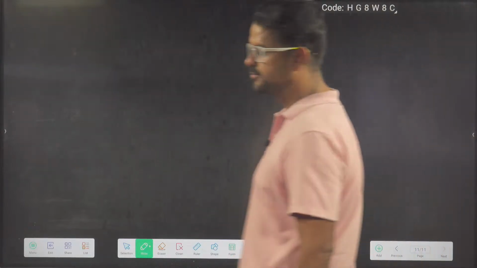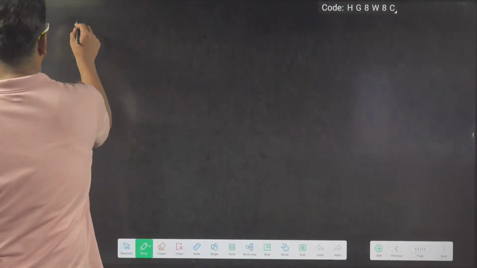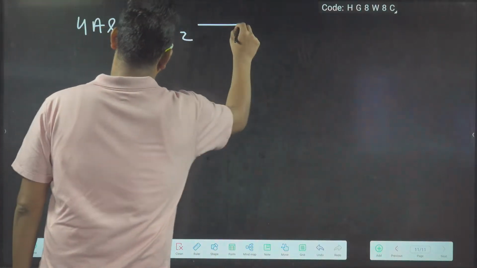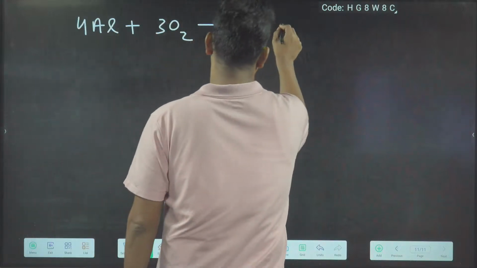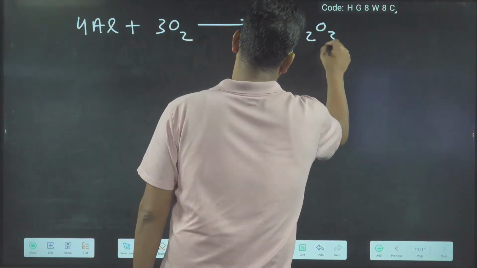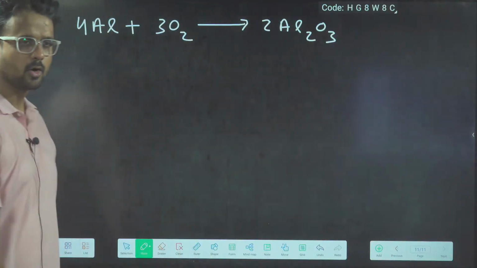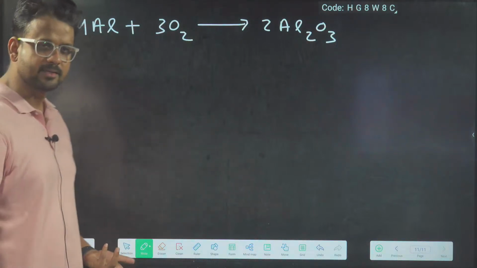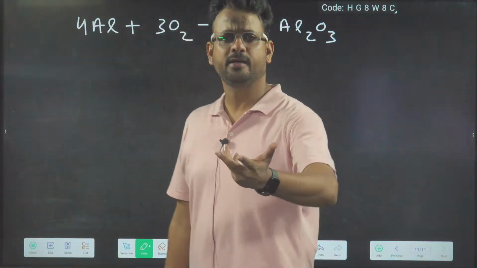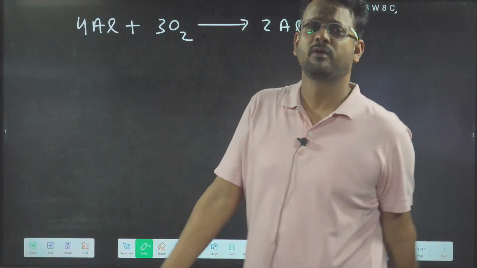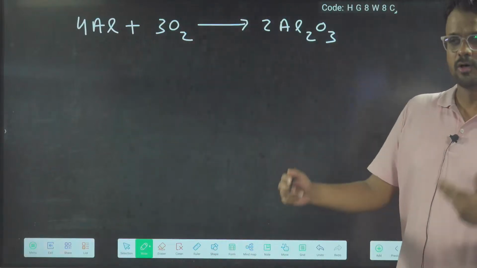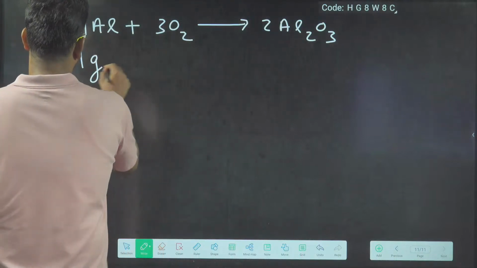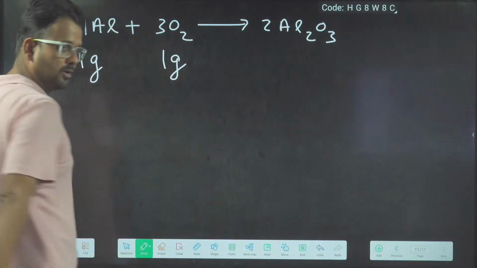Let's have a look at this problem. 4Al plus 3O2 goes to 2Al2O3. Let's see what we will do over here. Initially equal masses are taken. That can be anything: 1 gram, 2 gram, 1 crore gram, 10 crore gram. But let's take a cube number, 1 gram and 1 gram. Cube numbers are very welcome.